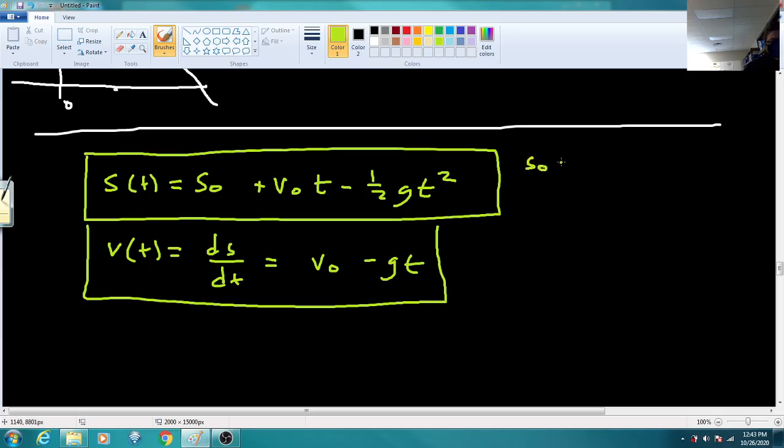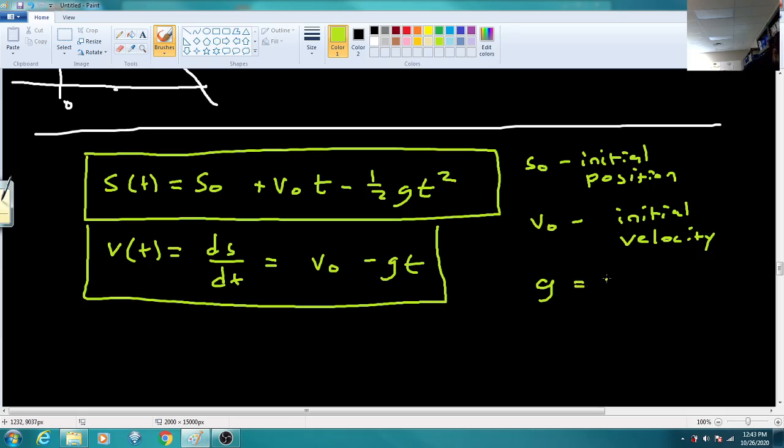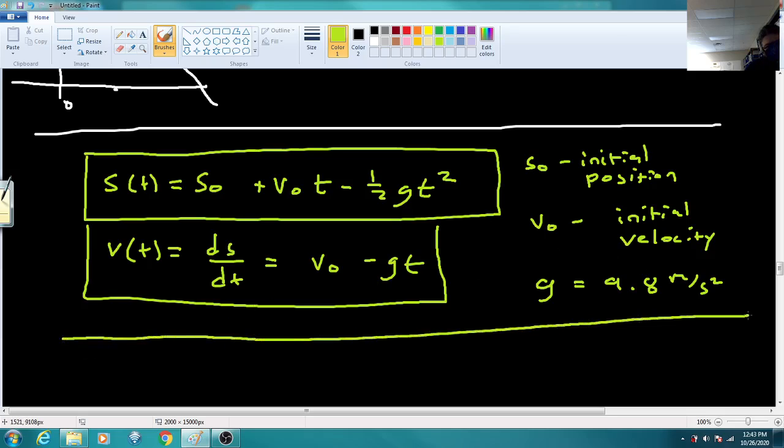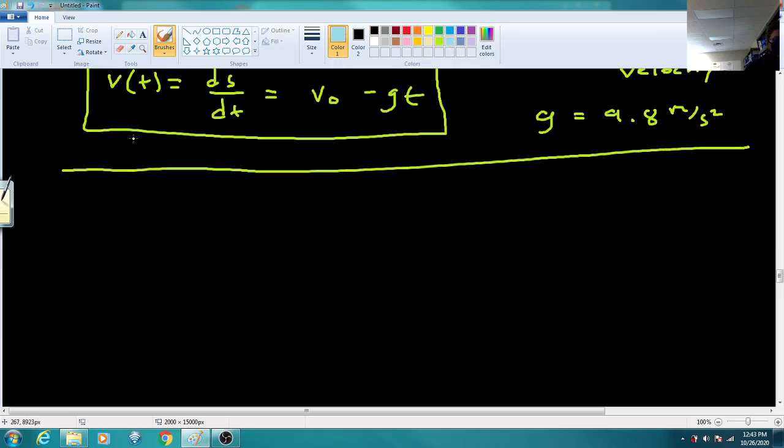In these, S naught is initial position. V naught is initial velocity. G is going to equal 9.8 meters per second squared. We'll use that for G. That's acceleration due to gravity. And now we're going to put that all together to solve one last problem. So it's going to be example 6 from the book. Last one we're going to do here from section 3.4.